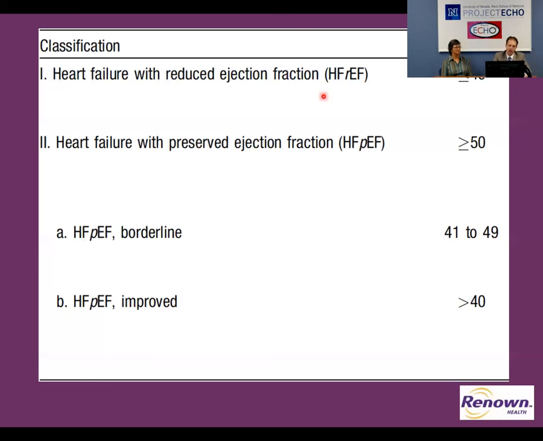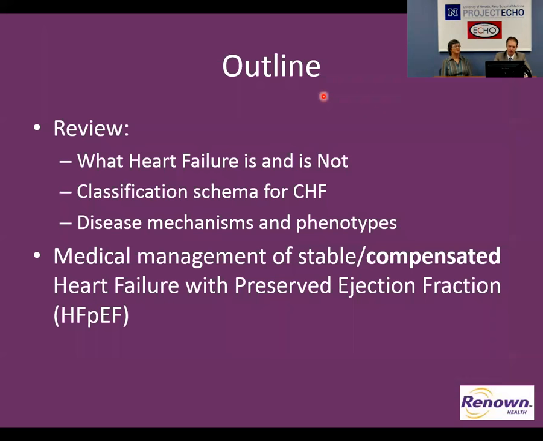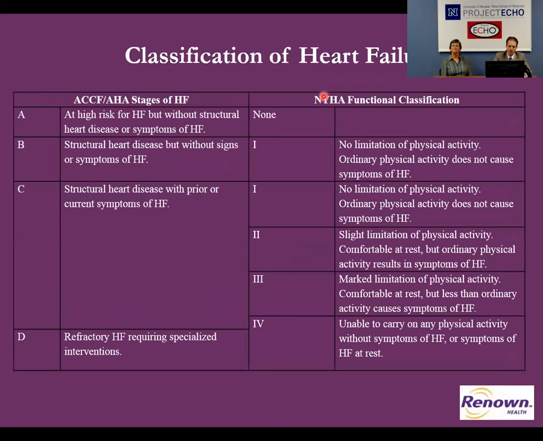In other words, there's a lot more therapies that I think are effective, and I keep them on those things. So let's go through those things. And then the classification schema, as we previously alluded to, there's stages of heart failure, and there's a functional classification of heart failure. And this is mostly a reference slide, very busy.